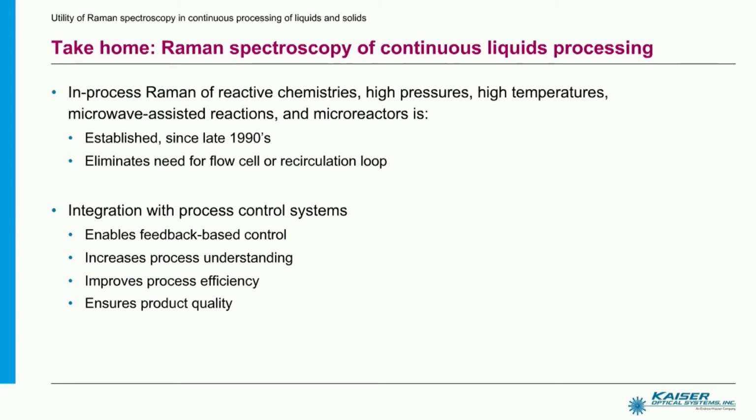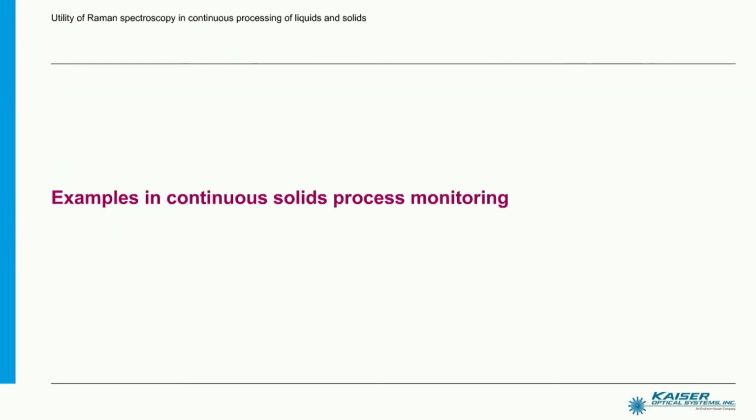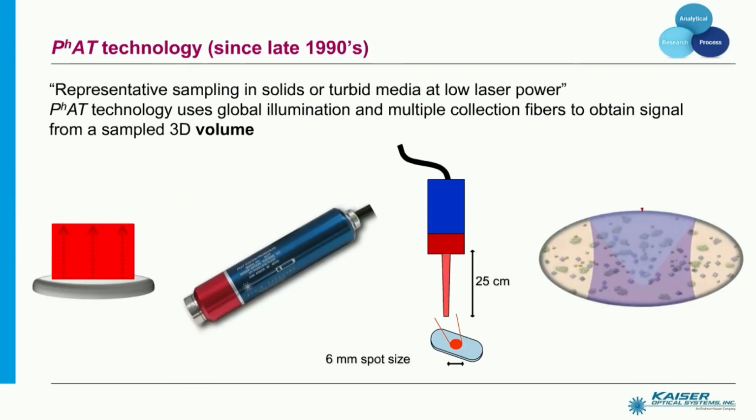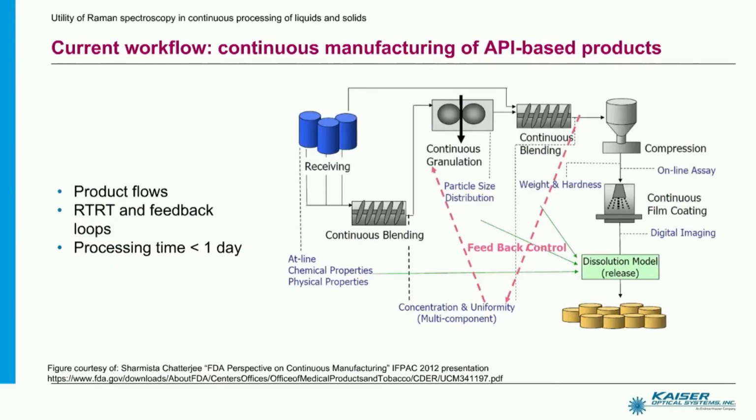Now we'll move on to some examples in continuous solids process monitoring. Again, just as a refresher, this is the PAT technology from first principles. Again, showing that we have a sampled volume, and that enables the surface and subsurface to be examined at the same time. This becomes important when we are looking at heterogeneous solids such as products or drug polymer extrusion.